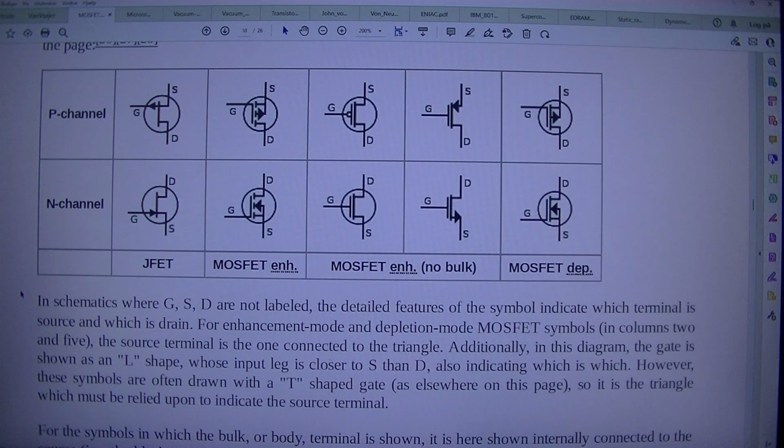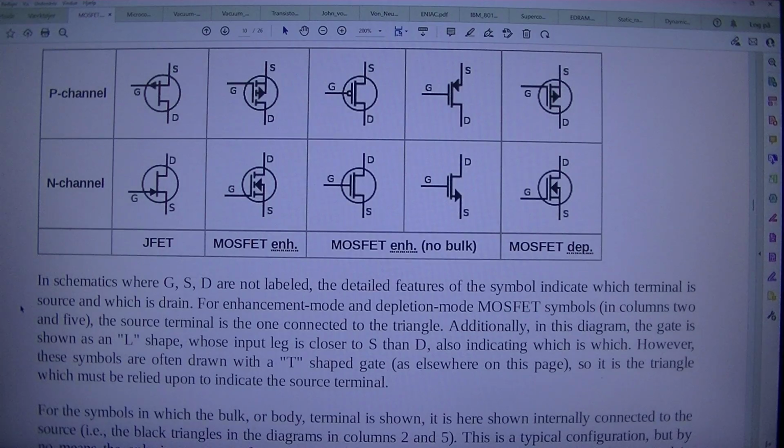In schematics where G, S, D are not labeled, the detailed features of the symbol indicate which terminal is source and which is drain. For enhancement mode and depletion mode MOSFET symbols, in columns 2 and 5, the source terminal is the one connected to the triangle. Additionally, in this diagram, the gate is shown as an L shape, whose input leg is closer to S than D, also indicating which is which.